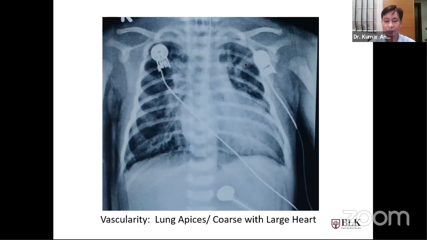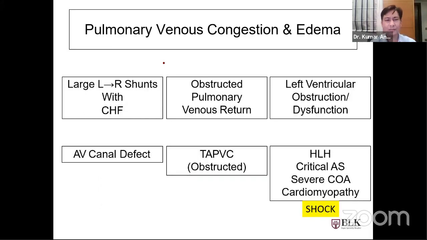So it is because of pulmonary plethora, and if the vessels and vasculature are prominent over the apex, that means there is an abnormal prominence of pulmonary vessels. And sometimes pulmonary venous congestion and edema can present in cases of large left to right shunts and obstructed pulmonary venous return, and sometimes left ventricular obstruction or left-sided cardiac lesions.